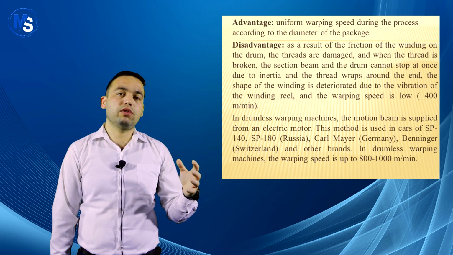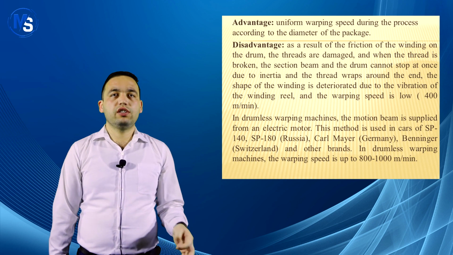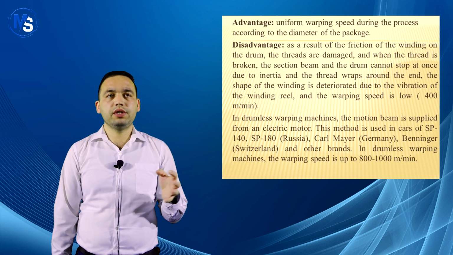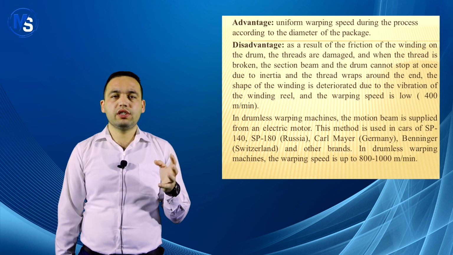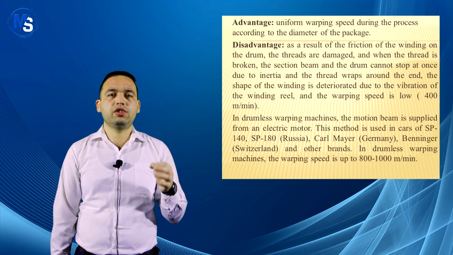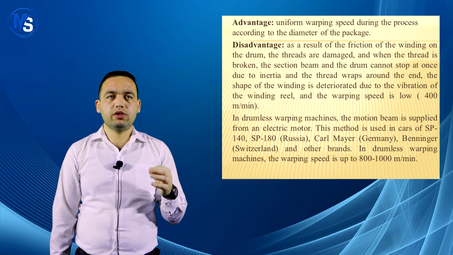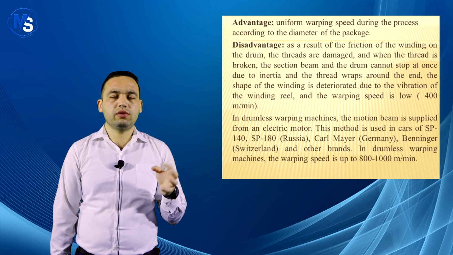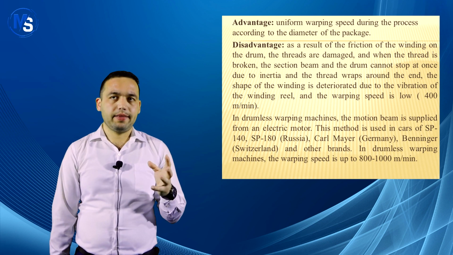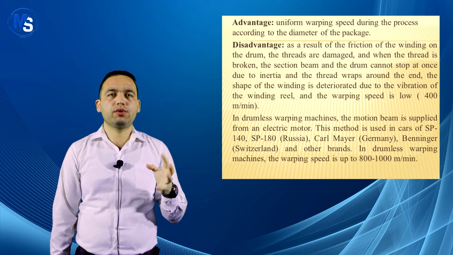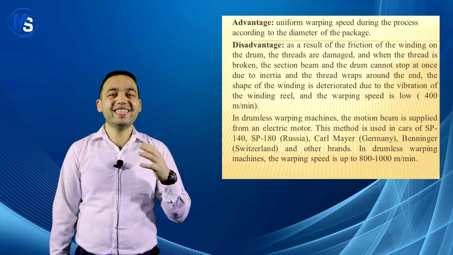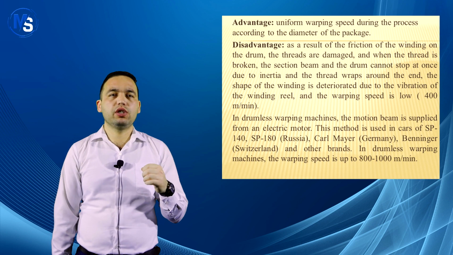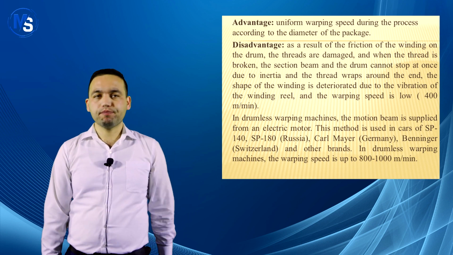If we speak about the disadvantages, as a result of friction of the winding on the drum, the threads may be damaged. When a thread is broken, the section beam in the drum cannot stop at once due to inertia, and the thread warps around the end. The shape of the winding is deteriorated due to the vibration of the winding reel, and the warping speed is low in this process.